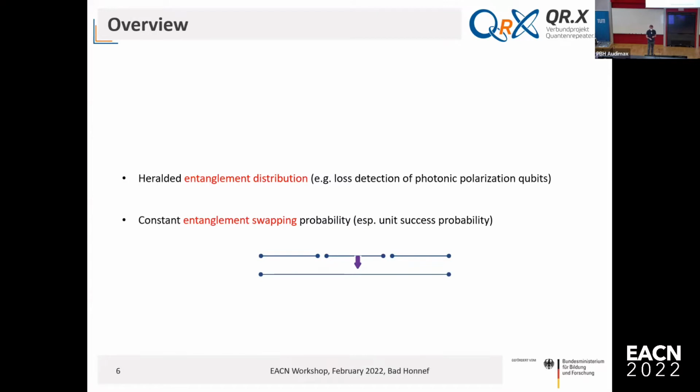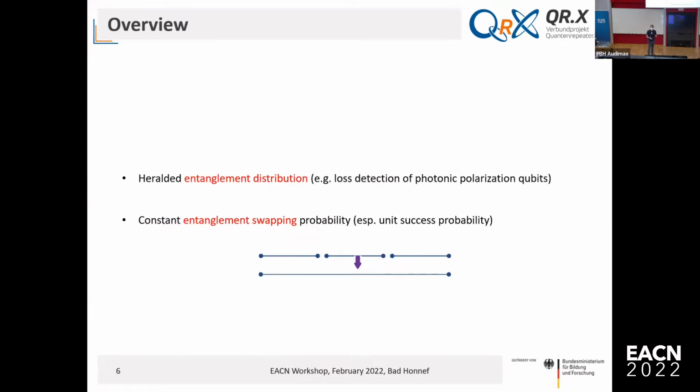Okay, and then besides the entanglement distribution, we need some means to connect these segments. So that's the entanglement swapping. And there we also have a basic assumption. The basic assumption is not only that the entanglement swapping probability is constant, it may actually also be time dependent.